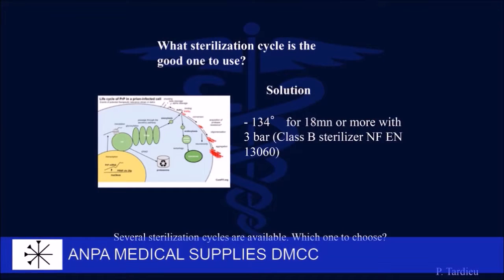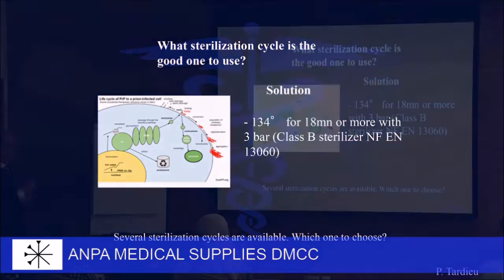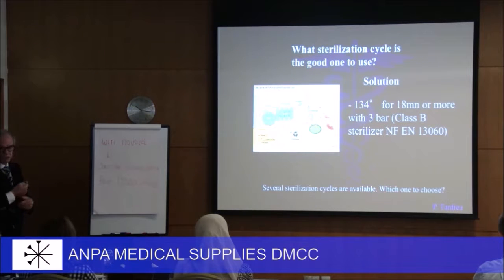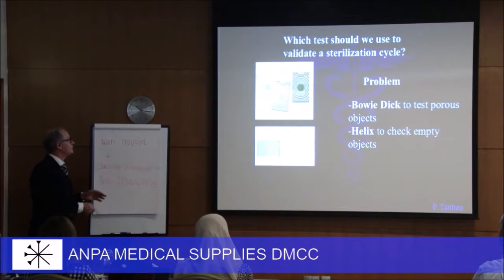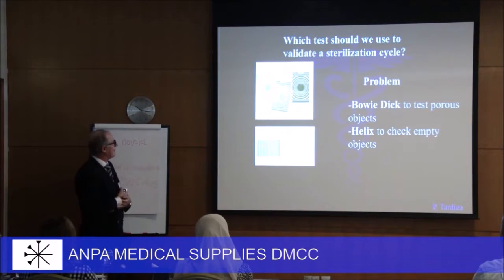So we highly recommend going up to this, and this is what we call the prion cycle. If you sterilize at 121 for 15 minutes, the prion will still be there. But you know, we don't have a lot of prions in dental clinics. But it's recommended to do it like this.